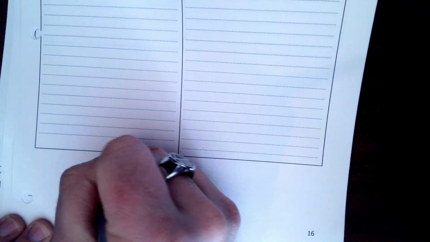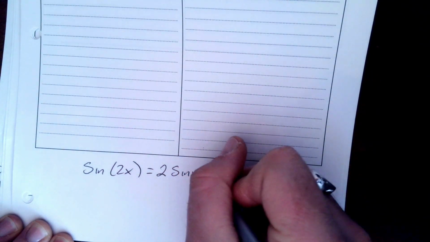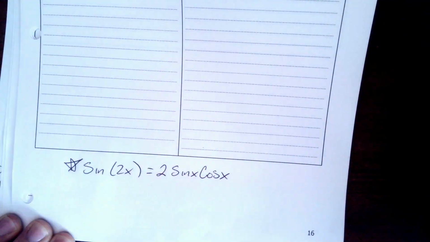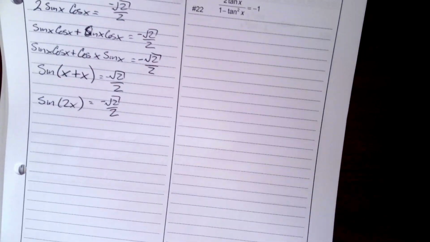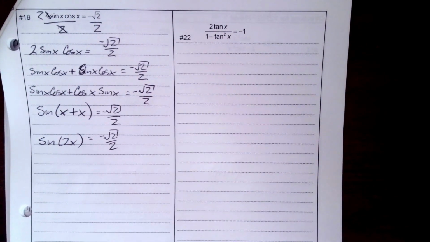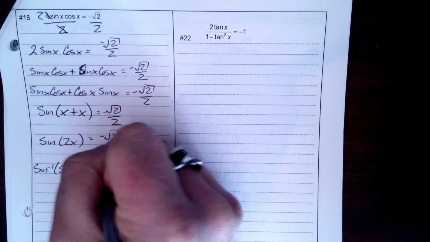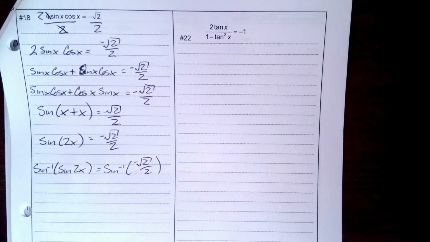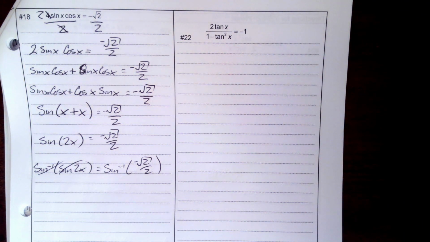So let's write that one down at the bottom here. New rule: the sine of 2x actually equals 2 times the sine of x times the cosine of x. That's a new rule. Keep that in your notes. Anyway, now we can take the sine inverse of both sides. And again, negative root 2 over 2 is on the unit circle, but it's on the unit circle in a couple of different places for a sine.